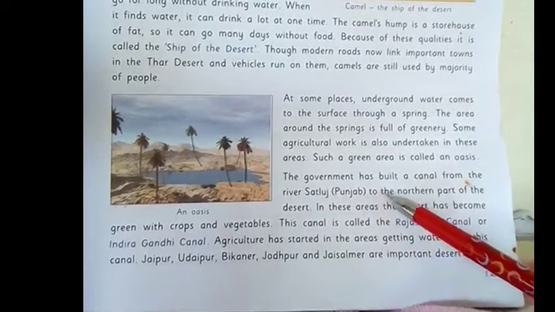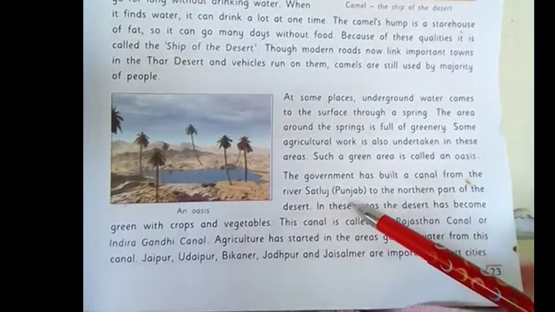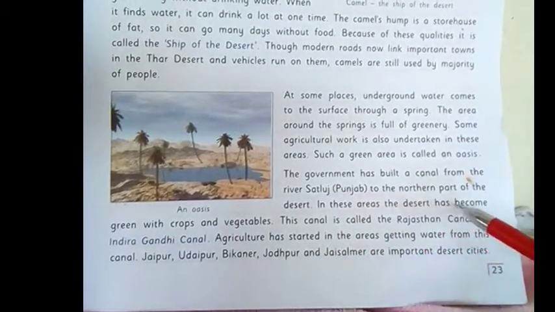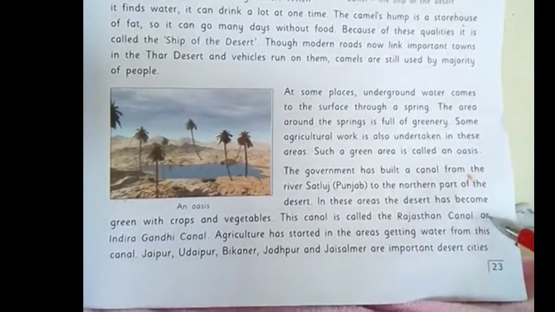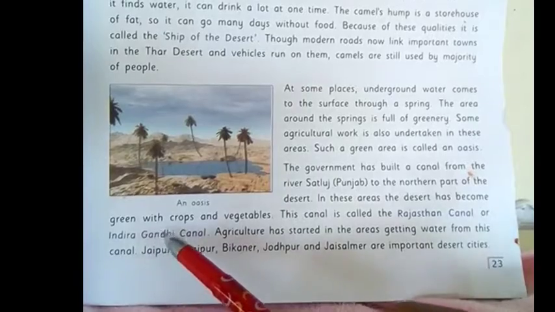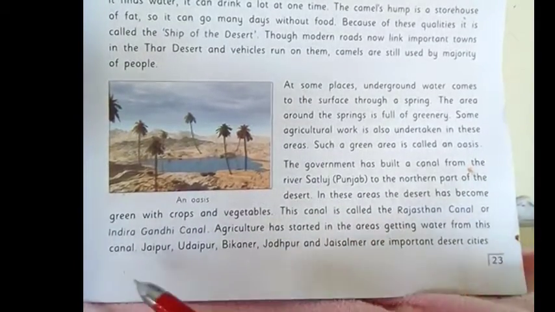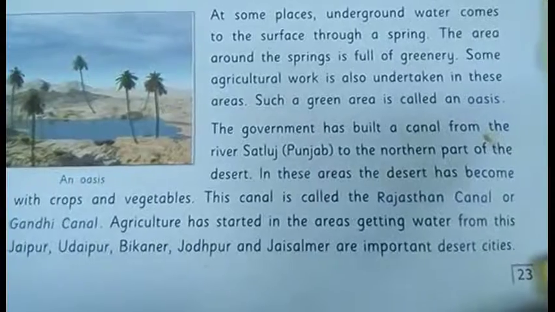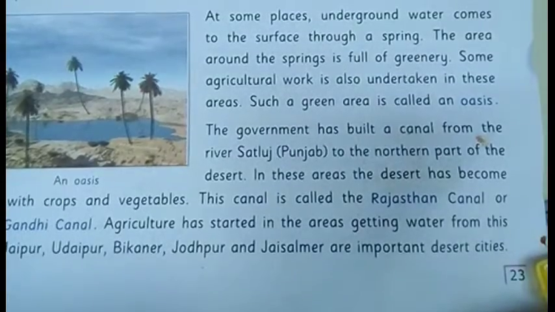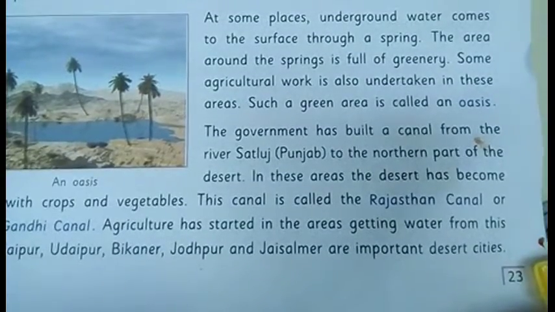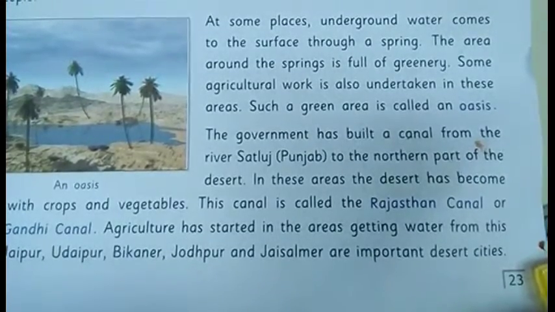The government has built a canal from the river Satluj, Punjab, to the northern part of the desert. In these areas, the desert has become green with crops and vegetables. This canal is called the Rajasthan Canal or Indira Gandhi Canal. A spring means a place where water comes through the earth and plants start to grow.